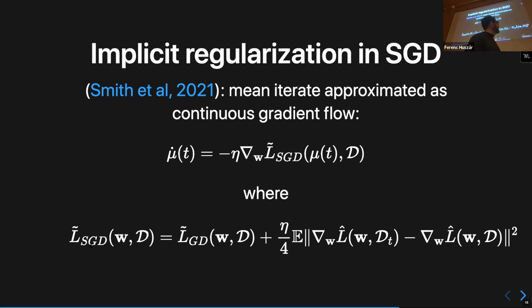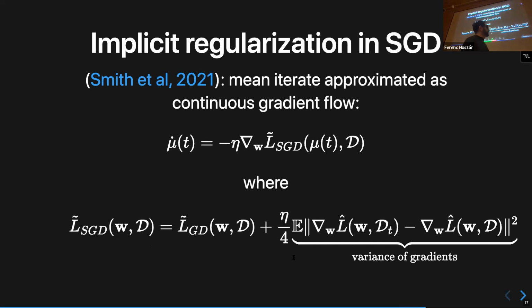And the key finding here is that if I look at what this function is for SGD, it ends up being the function that I would get for gradient descent if I used all of my batches of all of my data, plus this term. And for those of you who are quick at reading math, you will maybe notice that this is something like the variance of gradients.